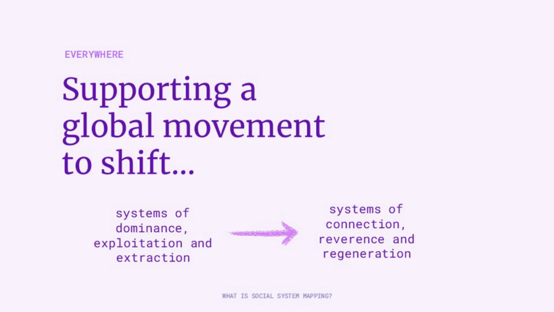Those systems may have to do with the environment, with social justice, with economics, healthcare, education, governance, and so on. We practice social system mapping in support of those who are working to shift all of those human systems from being problematic and destructive to being regenerative.